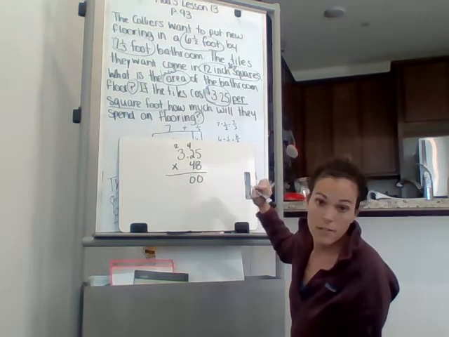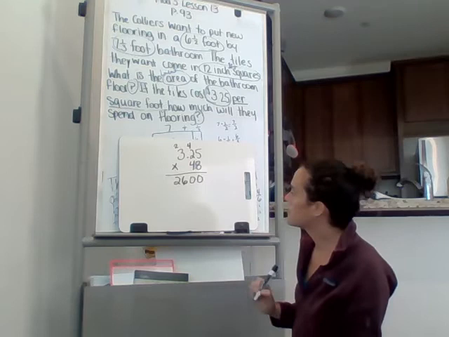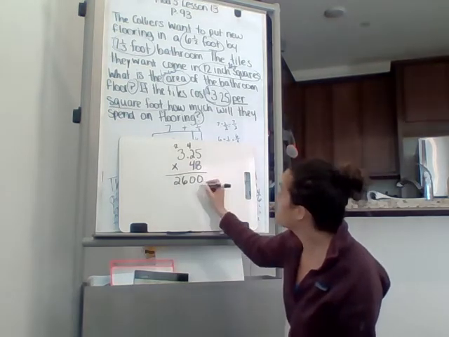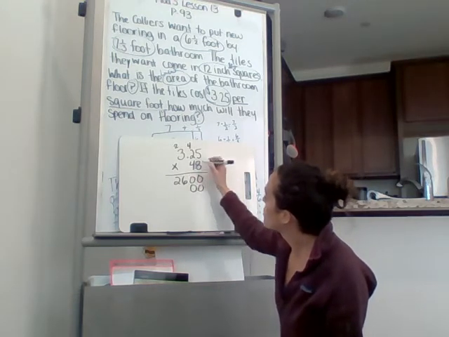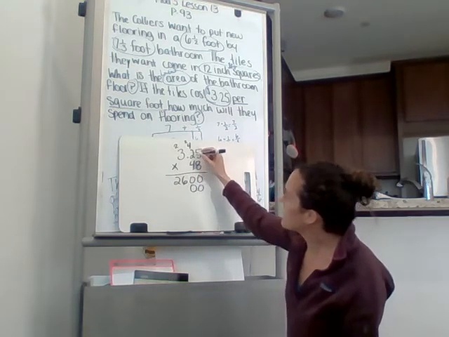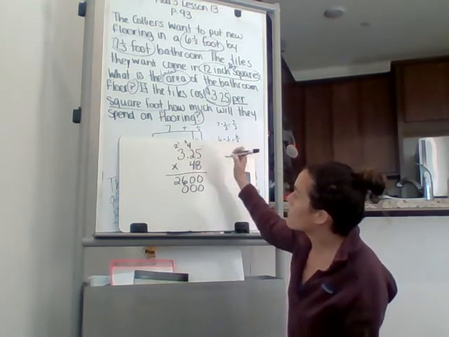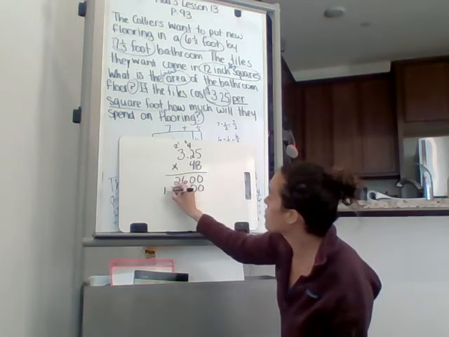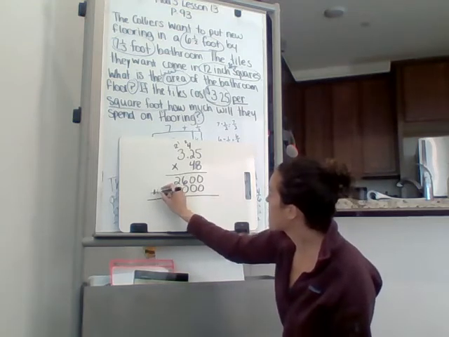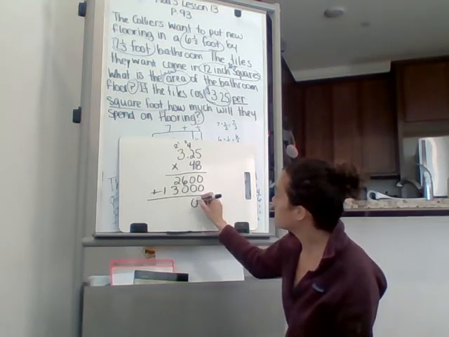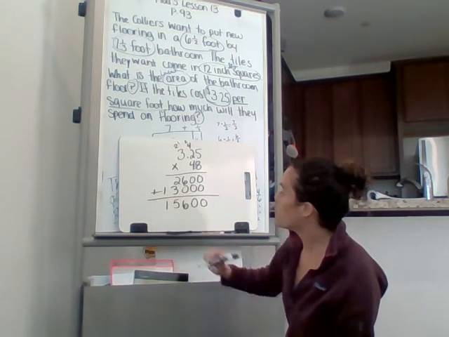8 times 3 is 24, plus 2, 26. Don't forget your placeholder when we move to the tens place. 4 times 5 is 20. 4 times 2 is 8, plus 2 is 10. 4 times 3 is 12, plus 1 is 13. Now we add: 0, 0, 6, 5, 1.